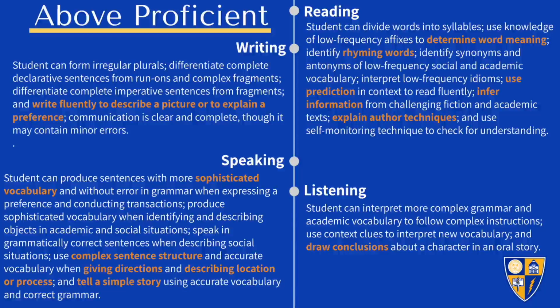Okay, but they can communicate what they need to communicate. They are doing well for that above proficient. And for speaking, they have this sophisticated vocabulary down pat. They can use complex sentence structures, they can give directions, describe locations, tell simple stories, and it says using accurate vocabulary and correct grammar. All right, so once again, you're above proficient. That's your high flyers.